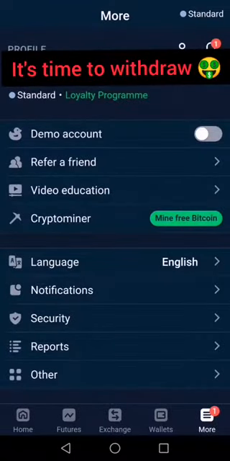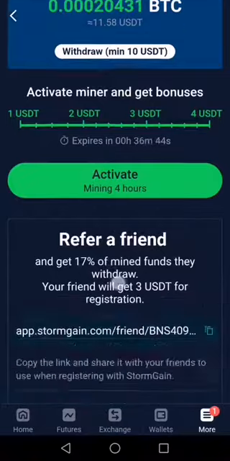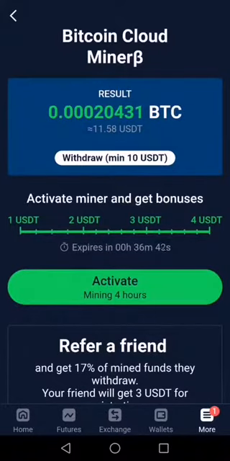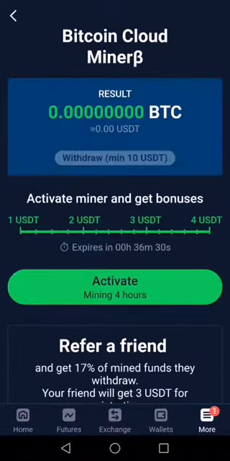First of all, let's go and withdraw my USDT, which I mined within 3 days only. To start mining USDT, you just have to tap the green button to start mining. So let's withdraw the USDT now. Pay attention to this, it's important. Then it will say it usually takes from 5 minutes to 2 hours for withdrawn funds to be credited to your account. Please wait to receive the funds, but I got my funds in less than 2 minutes.